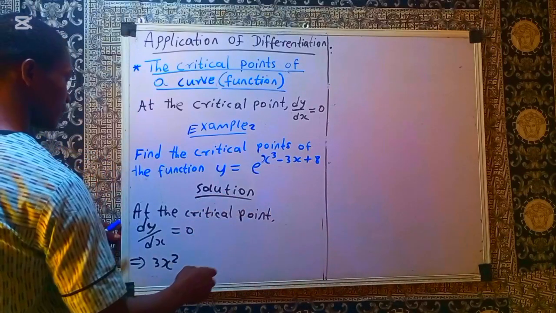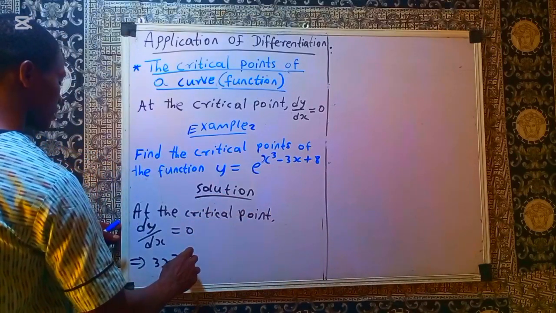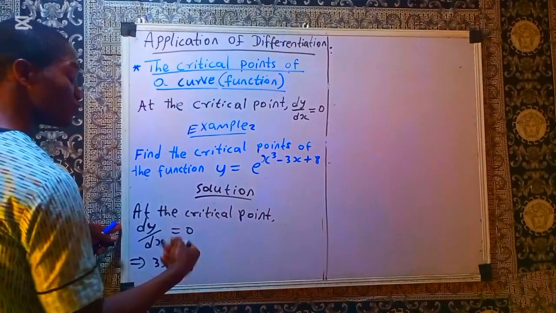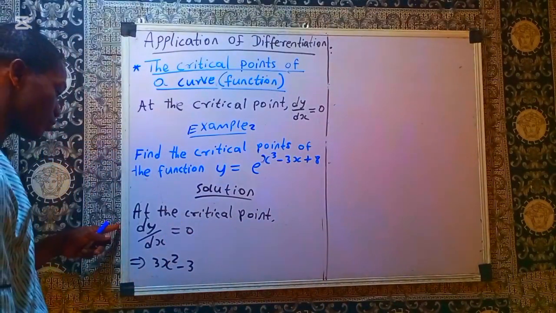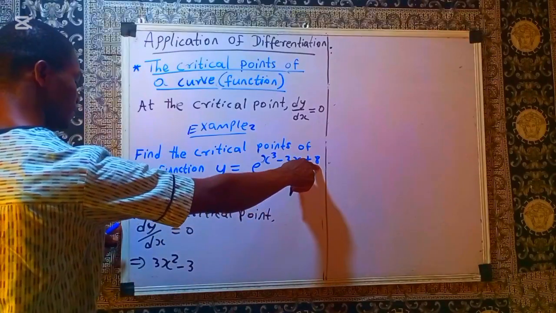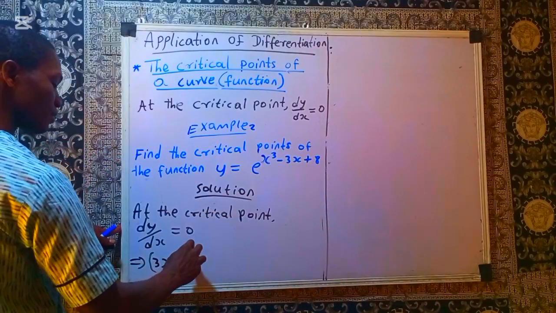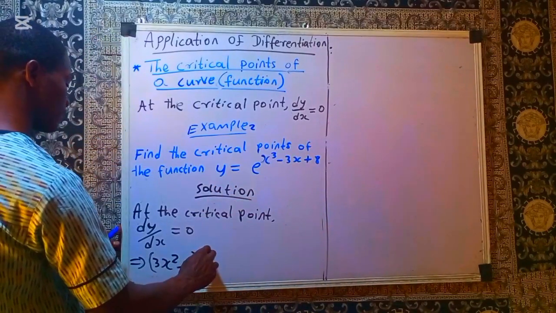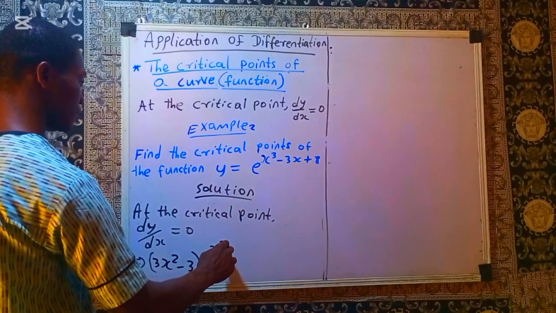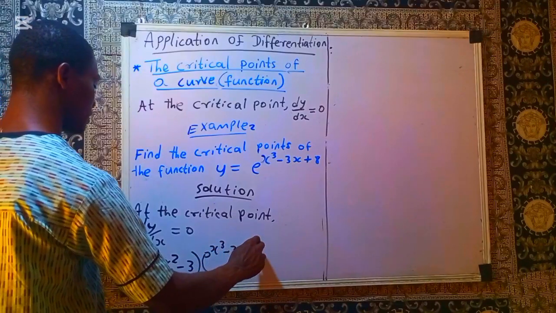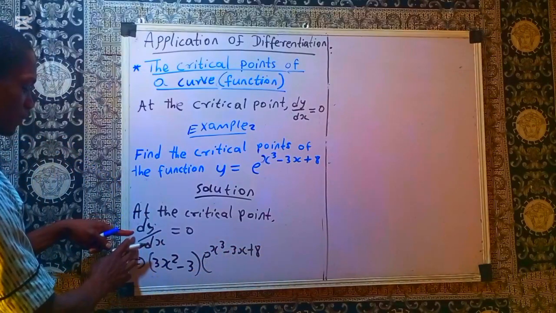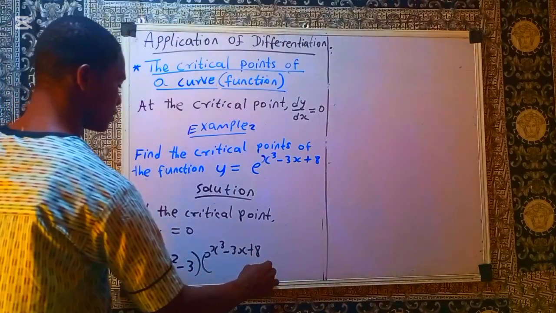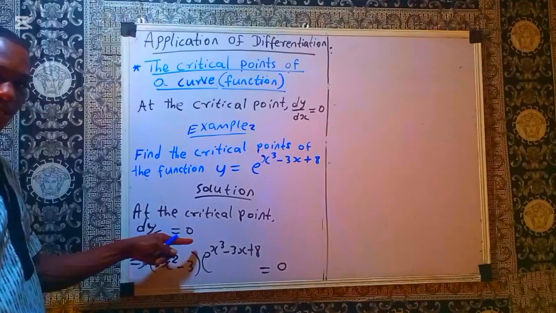Do the same thing here. This one will give you minus 3. Then if you differentiate 8, 8 is a constant. If you differentiate it, you get 0. The derivative of a constant is 0. So you are going to use this result to multiply the entire exponential function, e to the power x cubed minus 3x plus 8. So the derivative of y with respect to x gives us this result, right? Then we have it equal to 0, as we have it here.